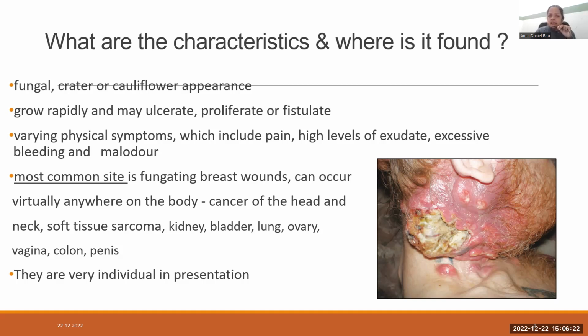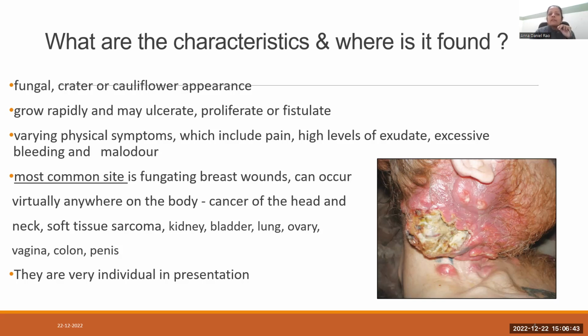It can ulcerate and proliferate. It can even create fistulas. So the organs or any cavity below it, within no time will get fistulated, and all the contents will come out. That happens very soon.